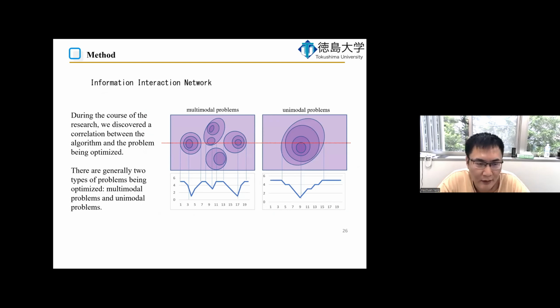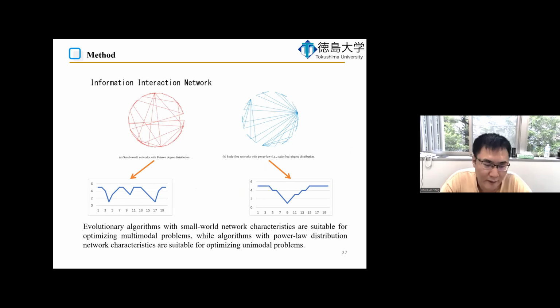During the course of the research, we discovered a correlation between the algorithm and the problem being optimized. There are generally two types of problems being optimized: multimodal problems and unimodal problems. The evolutionary algorithms, which are also meta-heuristic algorithms, with small world network characteristics are suitable for optimizing multimodal problems, while algorithms with power law distribution network characteristics are suitable for optimizing unimodal problems.